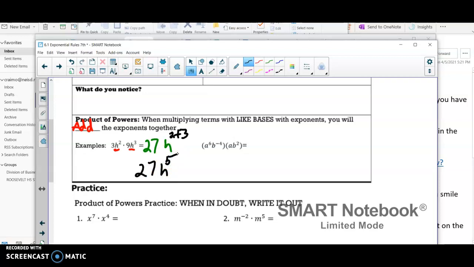In my next example, I have two bases. I have the A's, and remember there's not a number here, so I'm going to go ahead and put my 1 right there. And I got B. So I'm going to go ahead and write them out. A to the 6 plus 1, B to the -4 plus 2. 6 plus 1 is 7, so I get A to the 7th. And then B, now -4 plus 2, the 4 is bigger, so it's going to be -2.